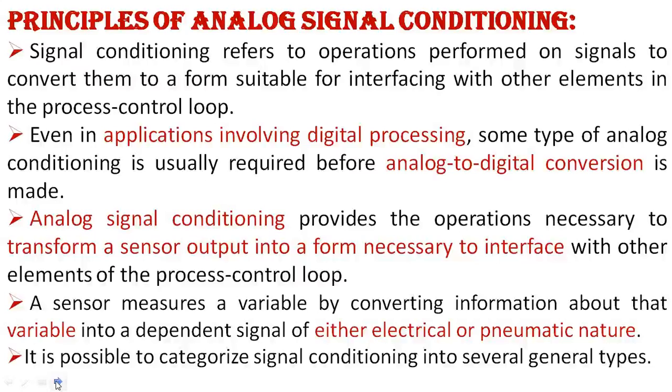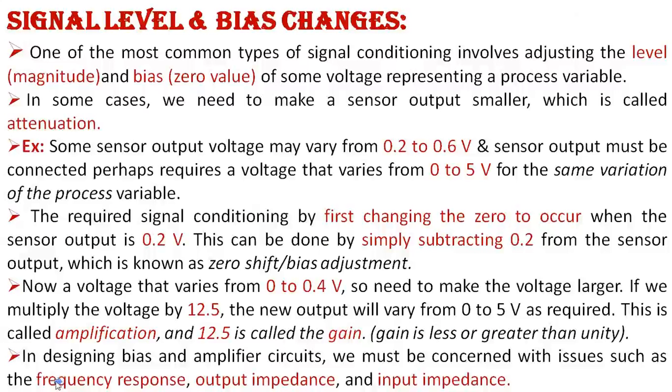A sensor measures a variable by converting information about that variable into a dependent signal of either electrical or pneumatic nature. It is possible to categorize signal conditioning into several general types. Now, the next concept is signal level and bias changes.